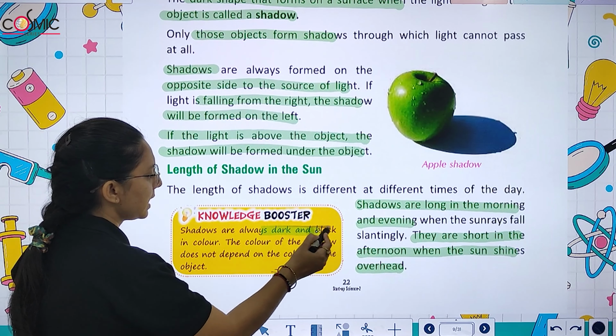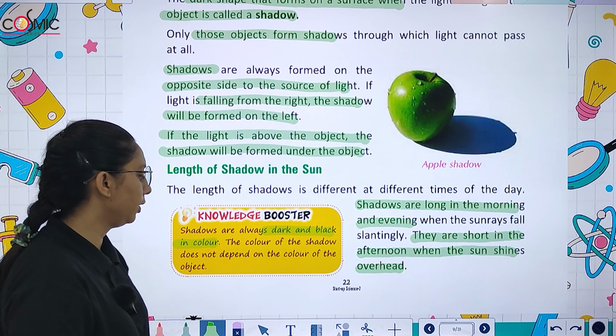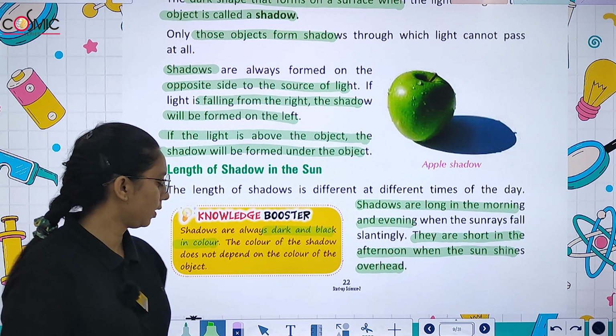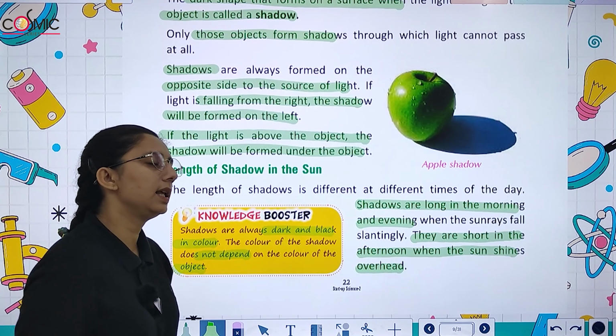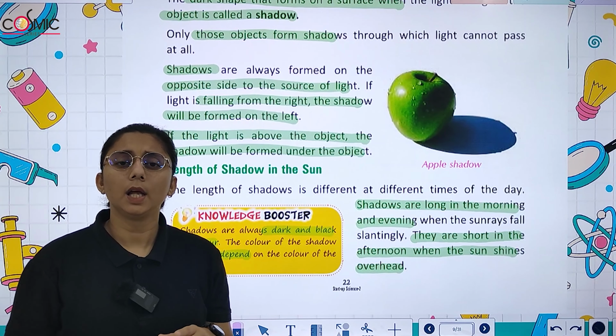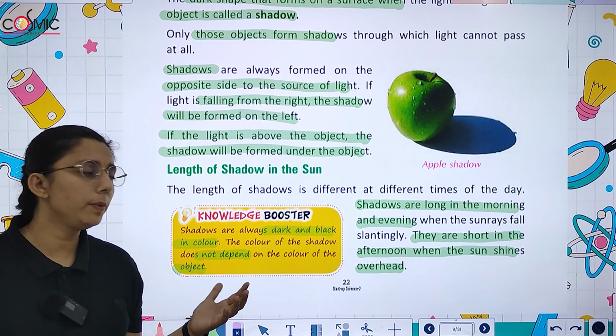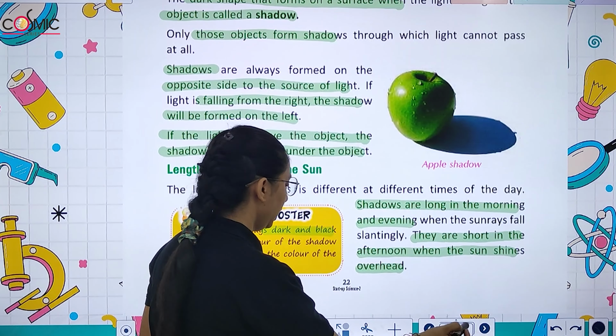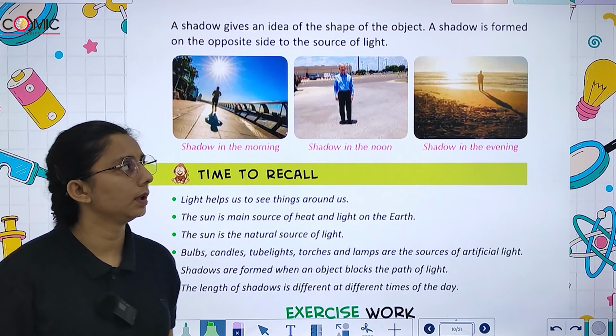And the shadows are always dark and black in color. The color of the shadow does not depend upon the color of the object. देखो तो शेडो का कलर है वो ऑब्जेक्ट के कलर पे डिपेंड नहीं होता. कलर कोई भी हो, शेडो कैसी होगी? या तो डार्क होगी या फिर ब्लैक.